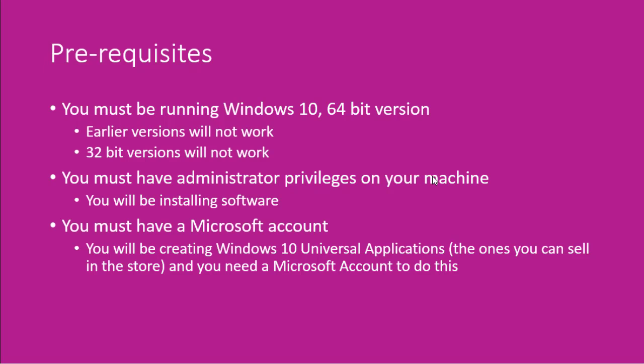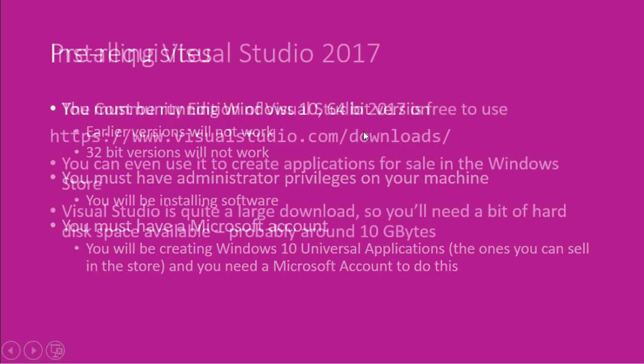And the third thing you must have is a Microsoft account. We're going to be making Windows 10 Universal Applications, and you need an account to do this. It's a free thing to do. You just have to have an email address, and then away you go. But you must have those three things lined up before you can go on and actually do the installing.